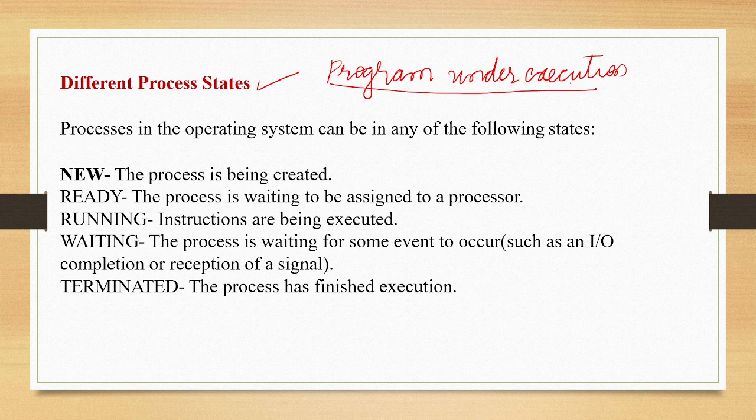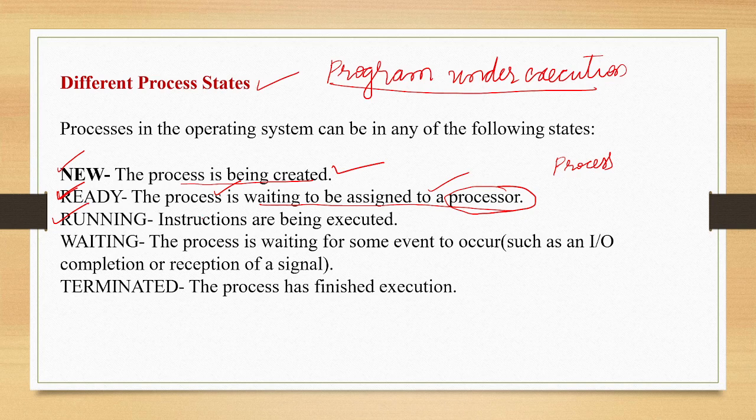Every process will go through different states. When any process is executing, it is changing its states, right? First, whenever the process is being created, that is called the new state. And whenever any process is waiting to be assigned to a processor, processor means what? It is a CPU. The process is waiting to get the CPU to execute, right? That is the ready state. Ready state means the process is waiting for CPU. If you allocate CPU, it will start executing.